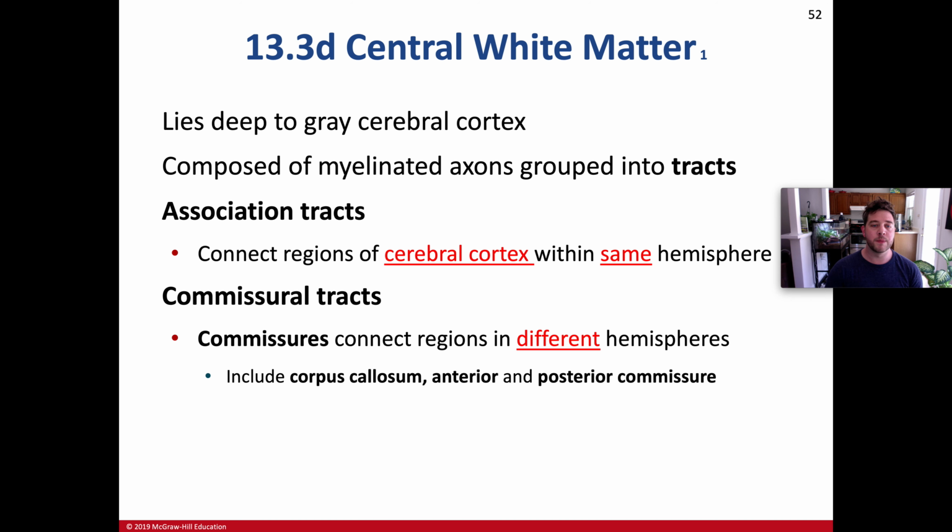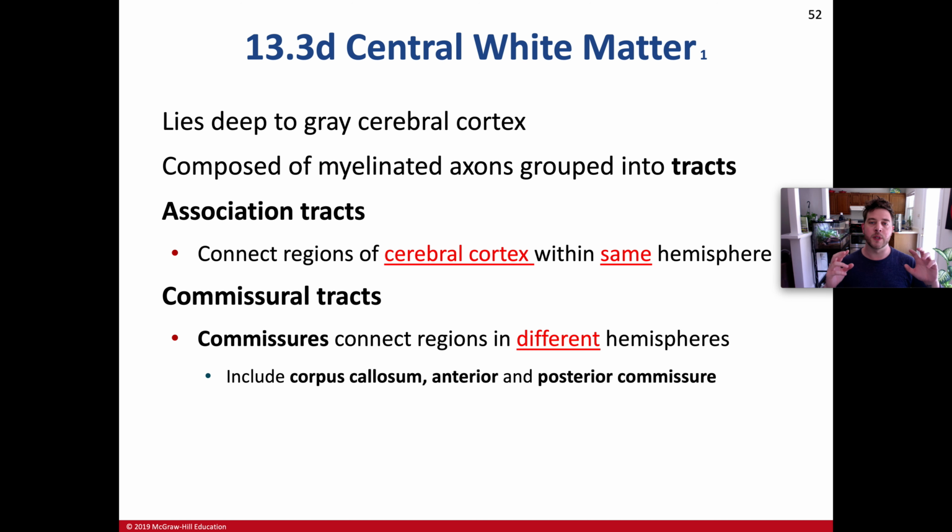Okay, so that was the functional, all the gray area, basically. Now let's get into our white matter. The white matter lies deep to the gray cerebral cortex. It's composed of myelinated axons grouped into tracts. In the peripheral nervous system, we call them axons. Here, we're calling them tracts. Same thing, okay? You have 3 different types of tracts throughout your brain, and remember, they're myelinated axons, so they're there to help transport information.